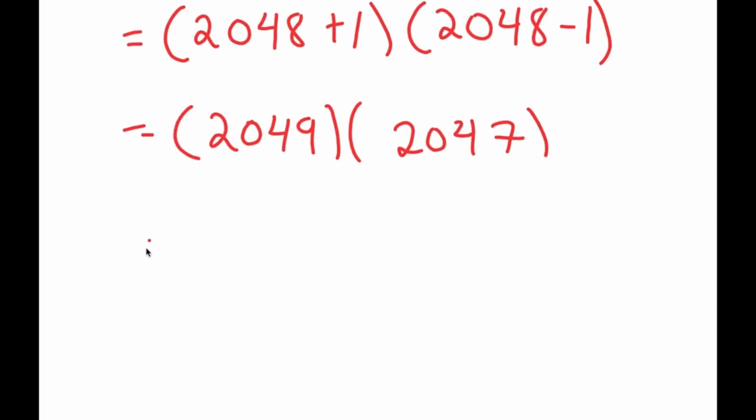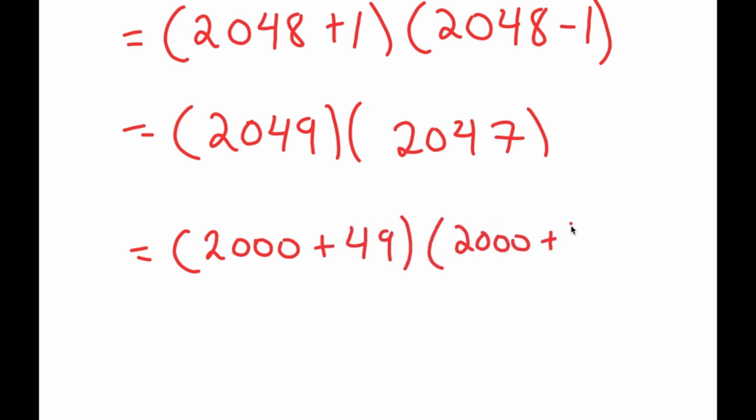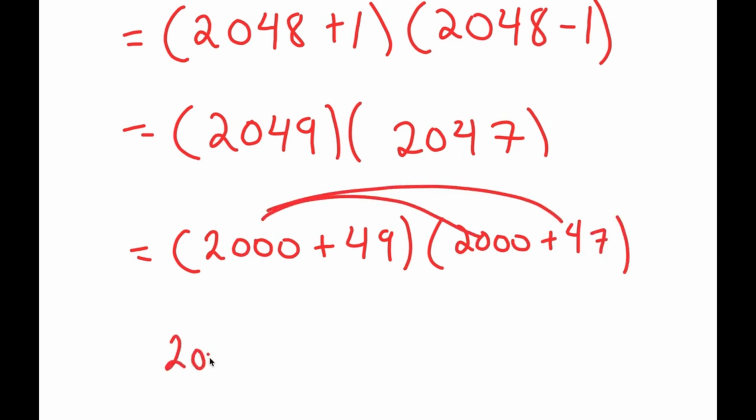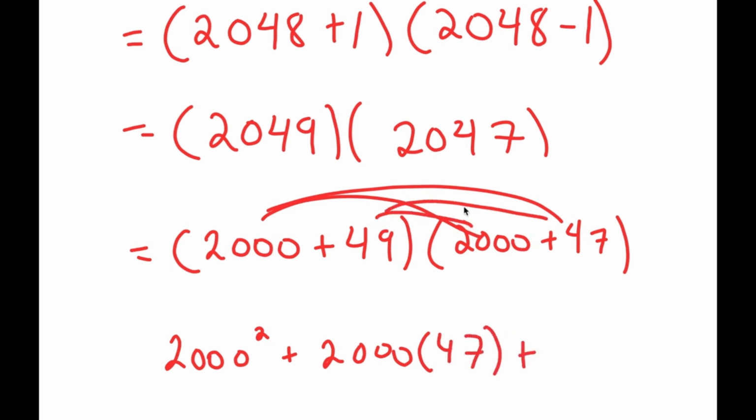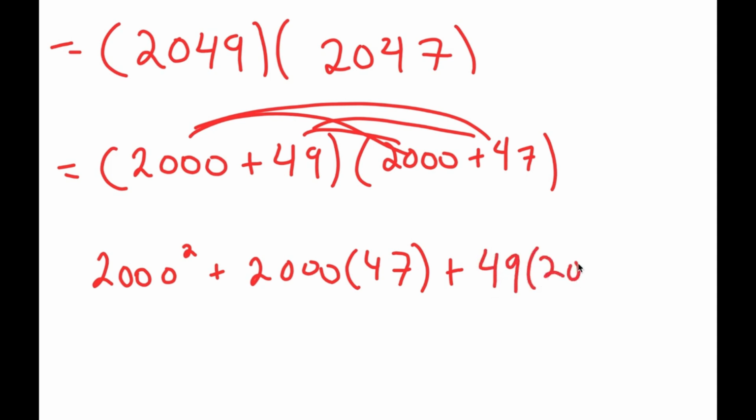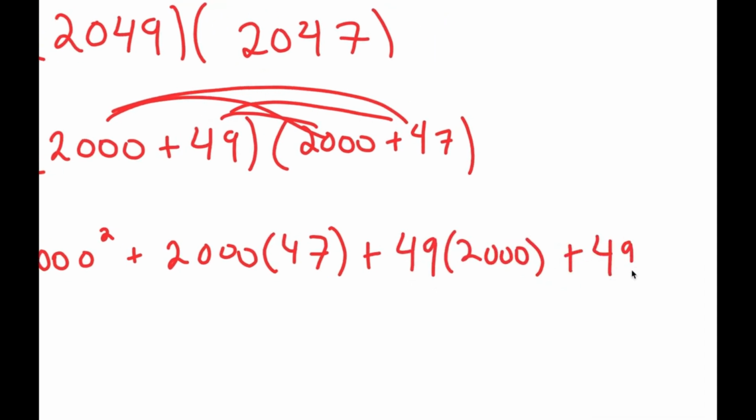And now, a simpler way of multiplying this, rather than the usual method, which takes way too long. So a much easier route is to rewrite this as 2000 plus 49 times 2000 plus 47. Now from here, I can simply distribute. So I have 2000 times 2000, which is 2000 squared, plus 2000 times 47, plus 49 times 2000, plus 49 times 47.